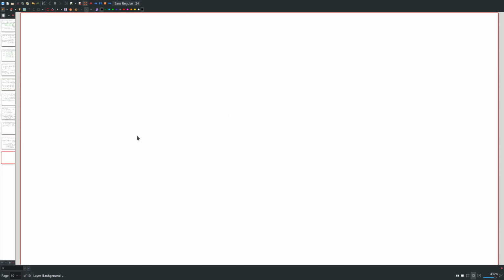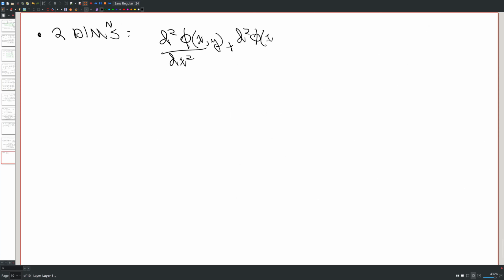Let's now do 2 dimensions. So in this case, I will have a function phi of, call it x and y, whose Laplacian in 2D vanishes. Okay, so this is our Laplace equation in 2D. I call it in the notes just Lap 2D. The other one was Lap 1D.